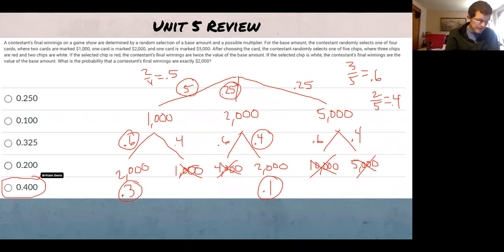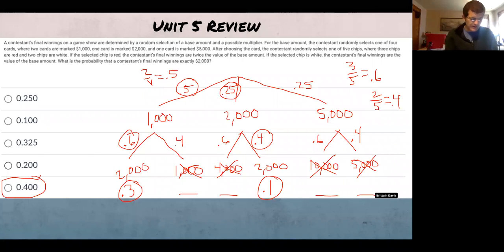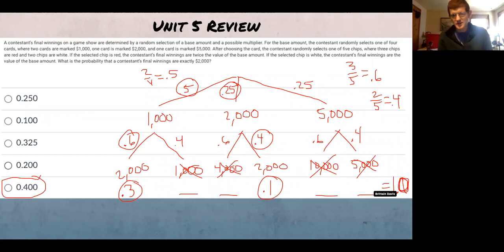Now, if I did find the rest of these probabilities right here, it doesn't matter for this problem, but if I did, this would all add up to 1.0. So 100% basically. And there we go.